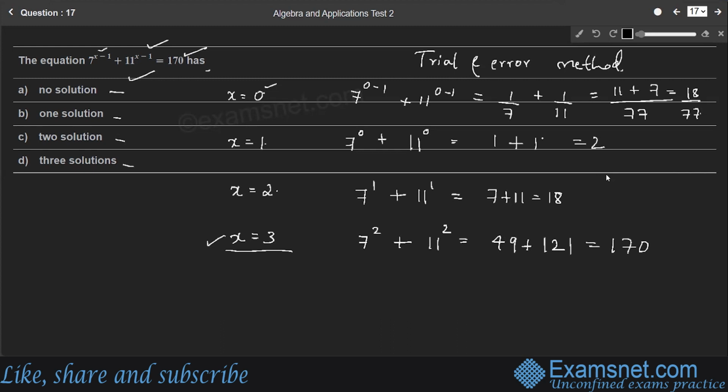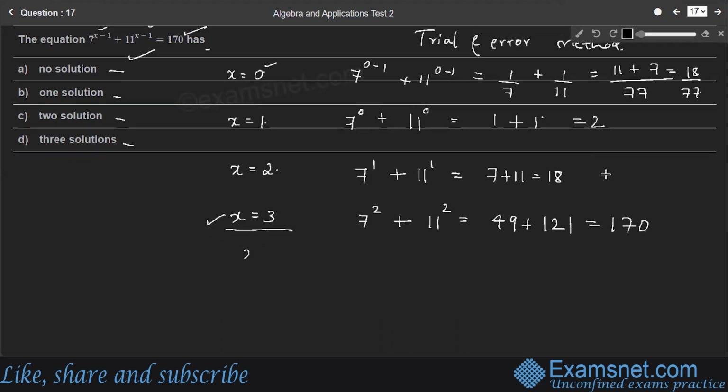So let us consider x is equal to minus 3. If x is minus 3, the equation becomes 7 raised to minus 3 minus 1, which becomes minus 4. Right? So 11 raised to minus 4. So you won't get our LHS as 170. Right? Because 1 by 7 raised to 4 is a fraction. So you will get a fraction. Therefore, for x is equal to minus 3, LHS is not equal to RHS. That means the equation doesn't get satisfied.